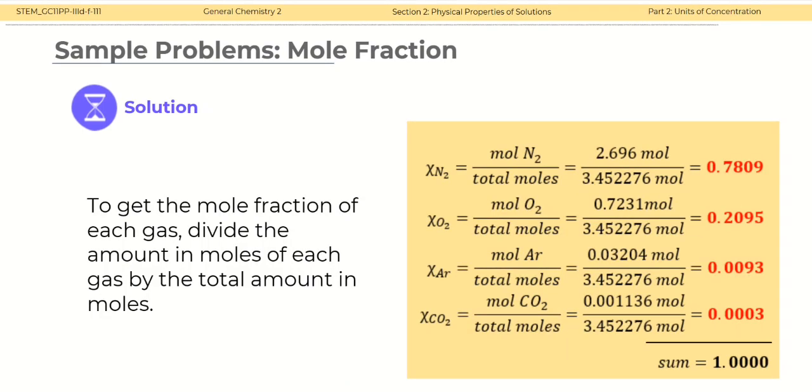To get the mole fraction of each gas, divide the amount in moles of each gas by the total amount in moles. The mole fractions of nitrogen, oxygen, argon, and carbon dioxide are 0.7809, 0.2095, 0.0093, and 0.003 respectively. By adding the mole fractions of all gas components, we get a value of 1, which is true for any solution or mixture.